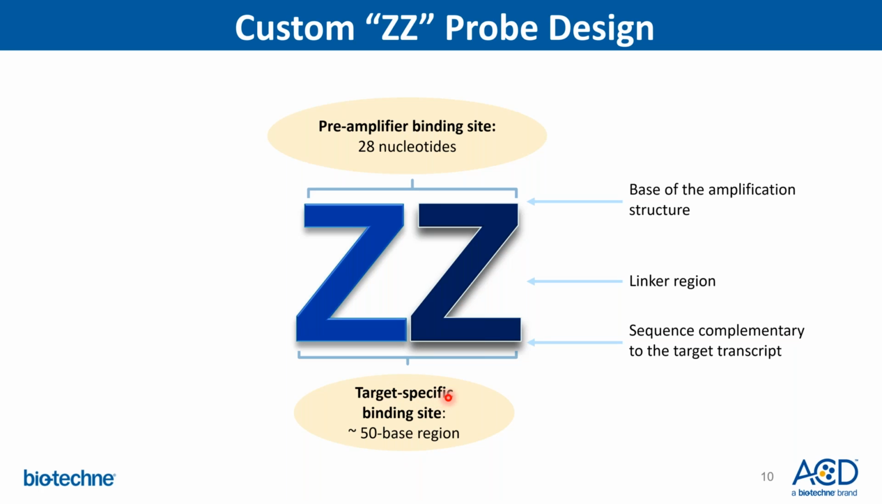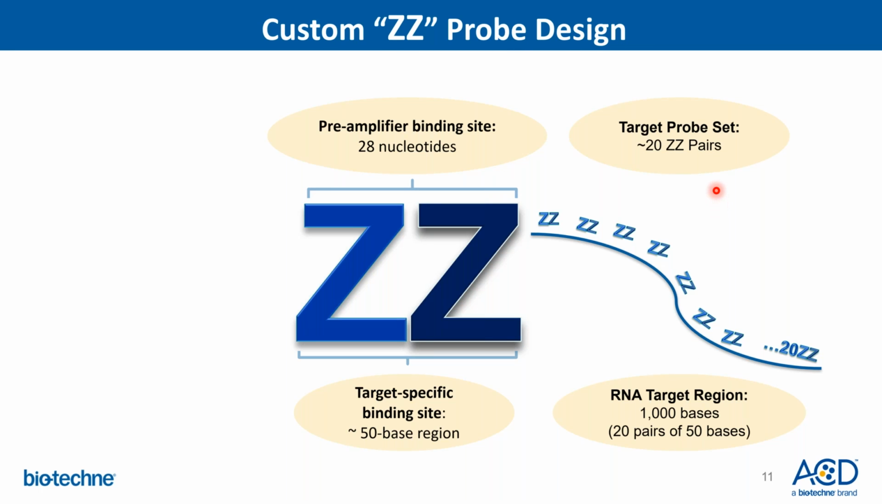The bottom part is separated from the top part by a linker or a spacer. And the top part of the double Z constitutes the base for the amplification structure, and it's called the pre-amplifier site, which is about 28 nucleotides in length, and this is where your amplification tree is going to be built. So a regular RNAscope probe or target probe set would constitute about 20 such double Z pairs, or in other words, it will have an RNA target region of about 1 kb, or 1000 base pairs in length.